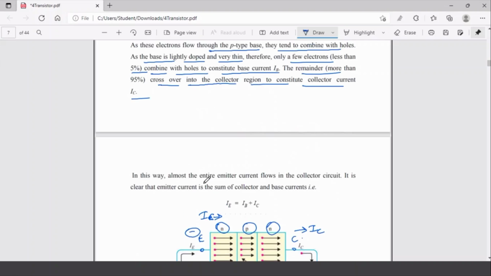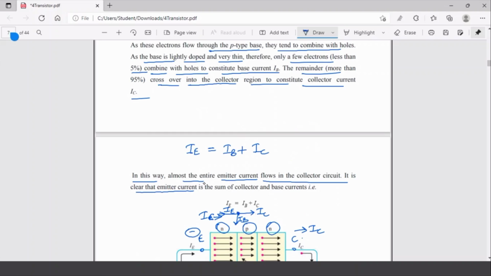Now we can say that almost the entire emitter current, because 95% of this is actually reaching the collector, almost entire current flows in the collector circuit. So what can we comment here? Whatever current is flowing from the emitter, if we apply Kirchhoff's current law, what can we say? The emitter current is now being divided into IB and IC, right? Emitter current is flowing like this. Some part of it is released at the base and the remaining part is IC. This is IE and this is IB.